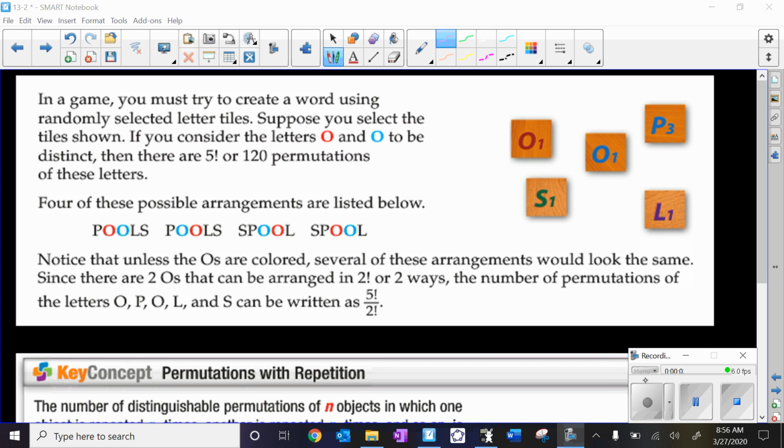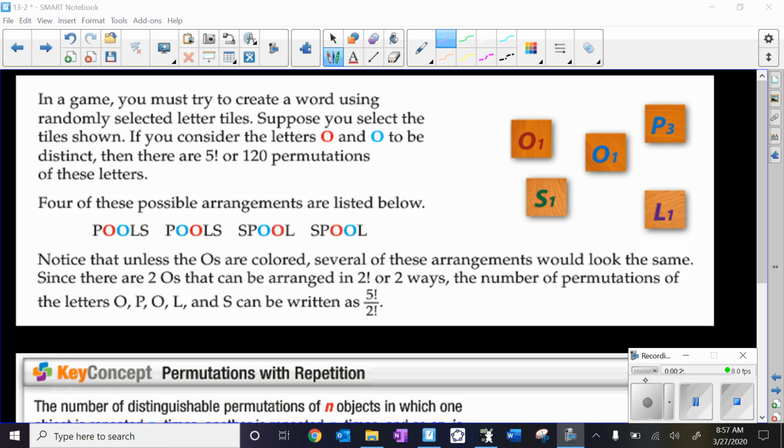Another type of permutation is when we have repetition. And we'll see this a lot when we're dealing with maybe numbers or if we're dealing with some of the letters as well. So they give an example here where let's say I want to randomly come up with spelling the word pools or spool.